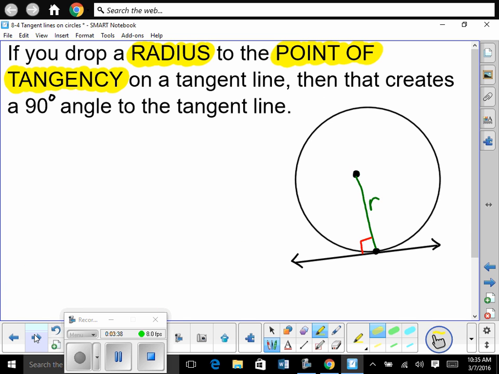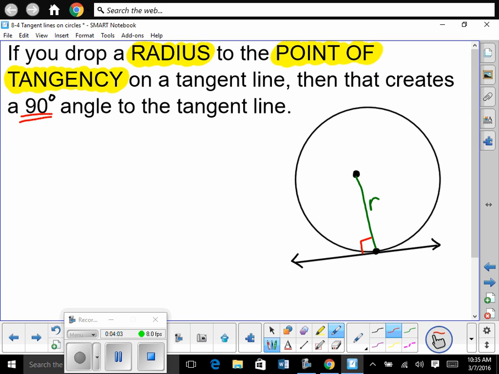So now, here we go. This is the big thing that we're learning today. So now you know what a tangent line is. Here's the big thing: if you drop a radius to the point of tangency on a tangent line, then that creates a 90-degree angle to the tangent line. So I'm going to say that again. This is the big rule that we're learning today. It says, if you drop a radius, so do you see how from here to here I'm dropping a radius?